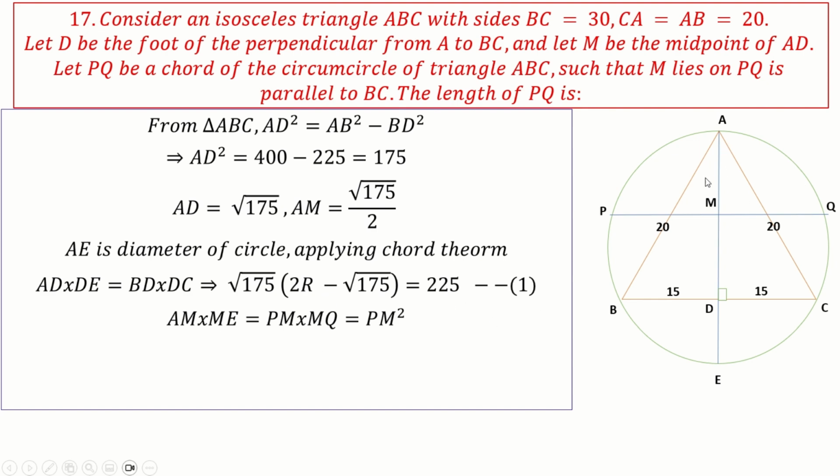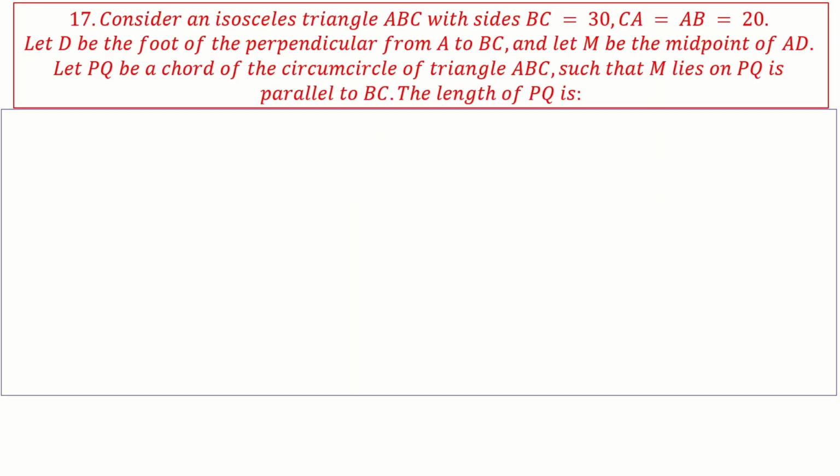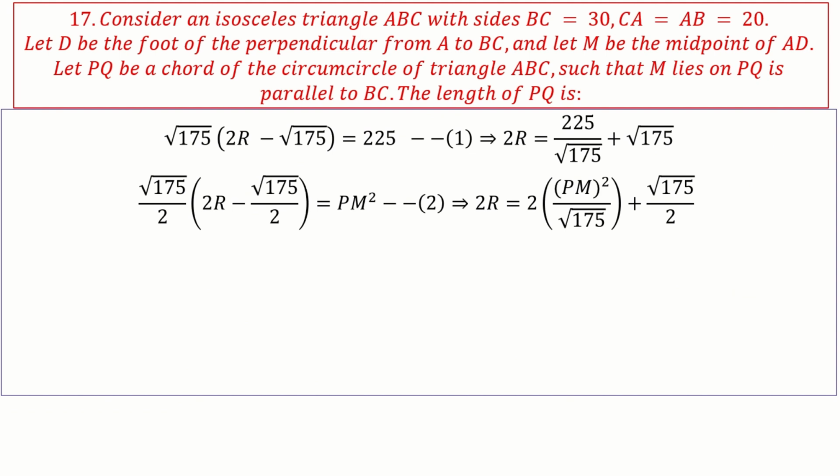The next equation is AM into ME equal to PM into MQ. PM and MQ are the same, so it is PM square. Now, if I substitute values again, it will become square root of 175 by 2 into 2r minus square root of 175 by 2 equal to PM square. From these two equations, I have two equations here, correct? From the first equation, I can get the value of 2r.